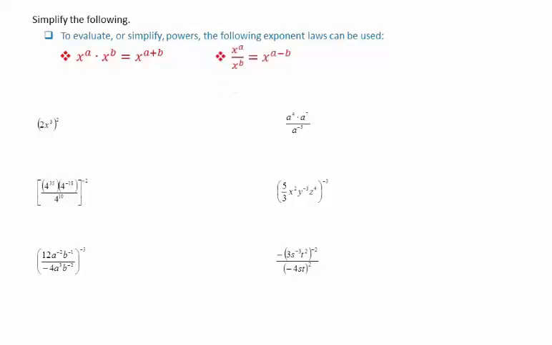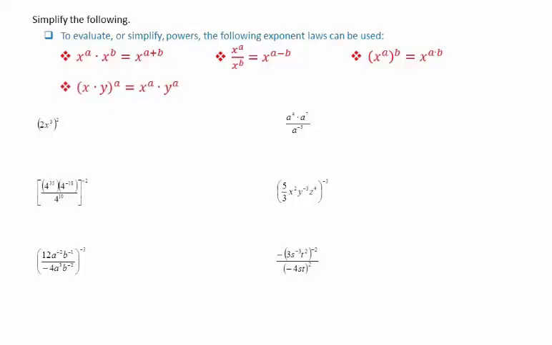Similarly, for the quotient law, two powers that are divided, you subtract the exponents. X to the a over x to the b equals x to the a minus b. Next, the power law. One power that is raised to an additional exponent, you have to multiply those exponents. X to the a raised to the b equals x to the a times b.